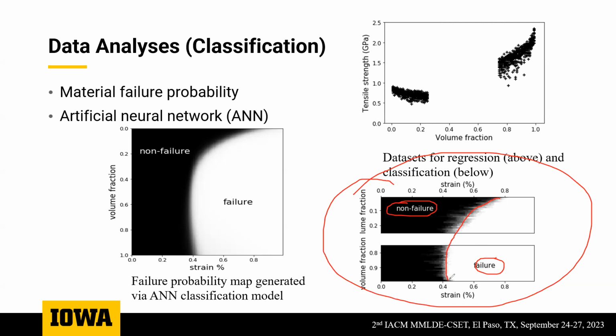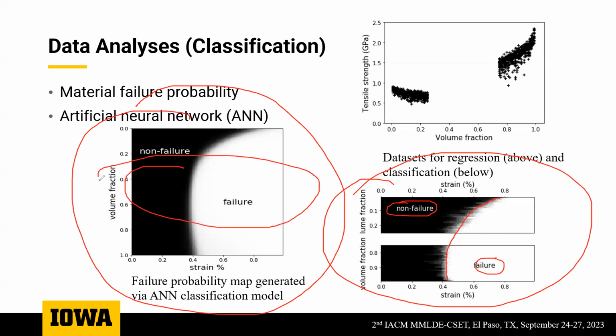With such data, we can train an artificial neural network as a classification model. This is what I trained for the classification model. Although the training data we have is only for the volume fraction from 0 to 25%, and then 75% to 100%, with the ANN model we can predict the failure probability for the volume fraction between 25% and 75%.